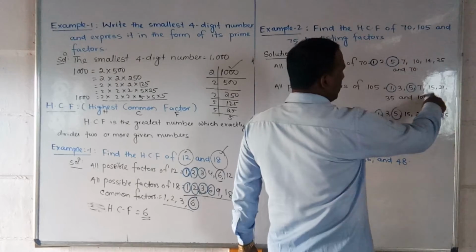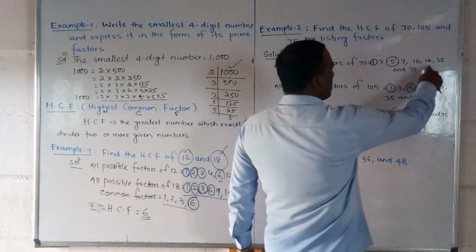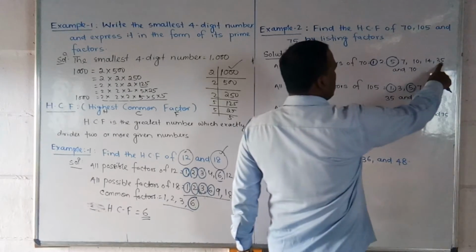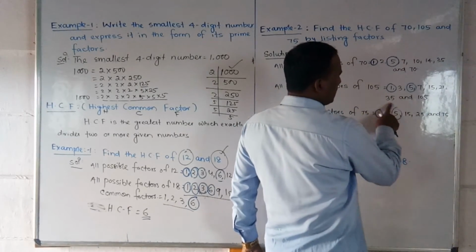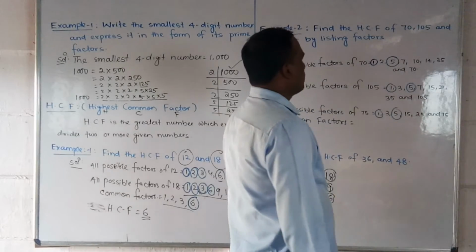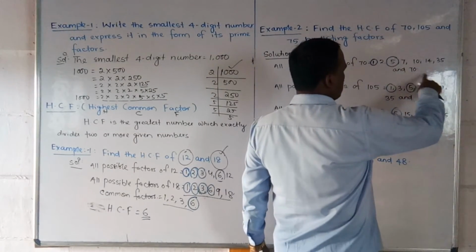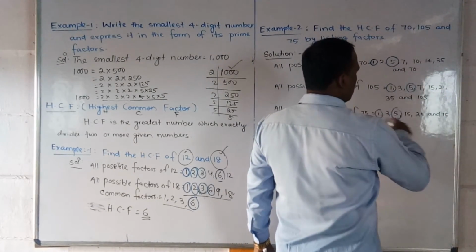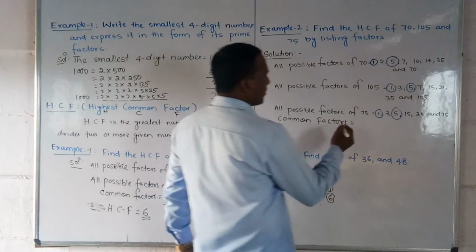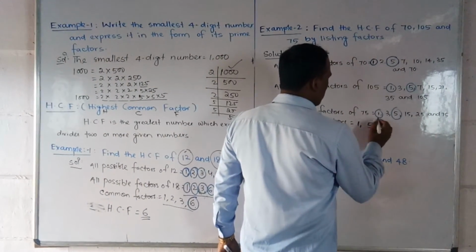10 देखो इधर 10 नहीं है, छोड़ देना. Here 14 is there, here 14 is not there, you have to leave. Here 35 is there, here 35 is there, here not there. Here 70 is there, here 70 is not there. So that was all. We can write the common factors are 1 and 5.